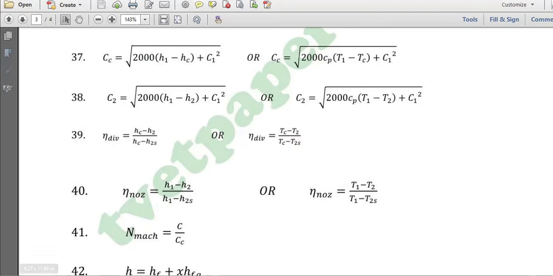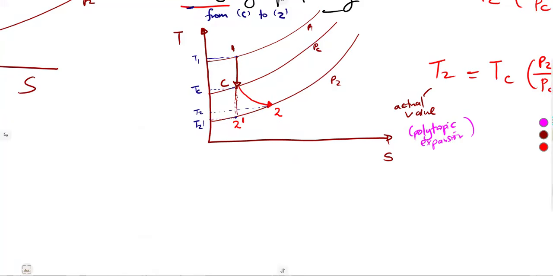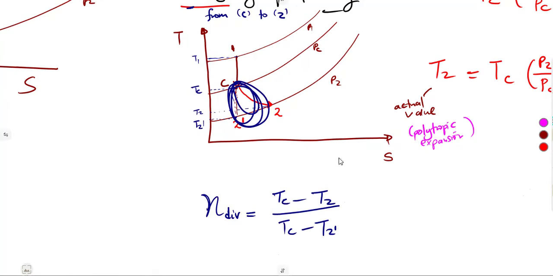So let me just have the formula. We can have our formula that way. The efficiency, which is our diverging efficiency, can be determined from there. So that will be TC minus T2 over TC minus T2 bar. That's the diverging part. Here we are working with this part only. If you understand from here, guys, I think it can be clear.